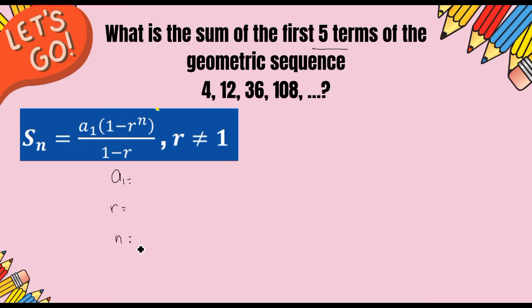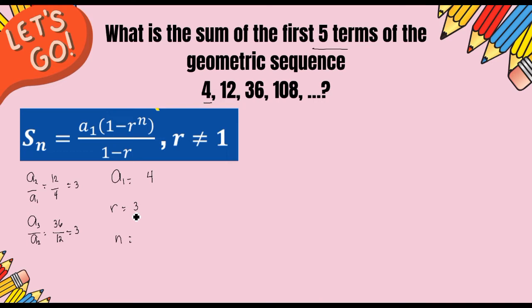Okay? So, since we have A sub 1, that is the first term, yan po yung ating 4. Next, ang ratio. So, we all know to get the ratio, A sub 2 over A sub 1. So, magiging 12 divided by 4 and that is 3. To check kung tama ba, A sub 3 divided by A sub 2. So, that is 36 divided by 12 and that is also 3. So, kung mapapansin natin, parehas na po ang kanyang ratio. Therefore, ang R natin is 3.